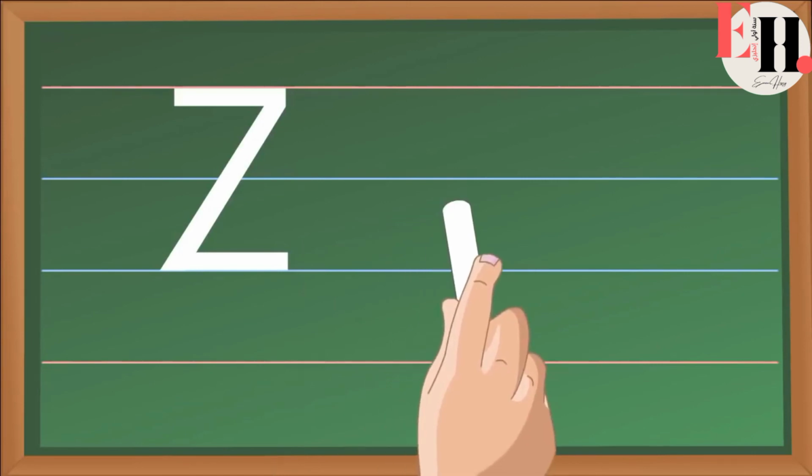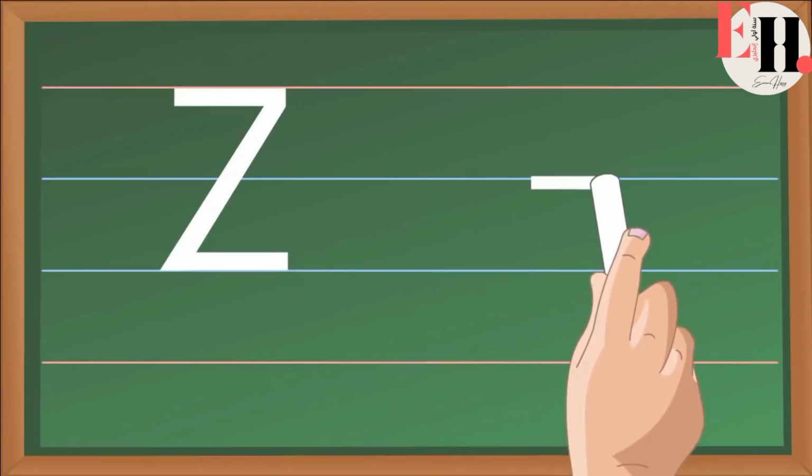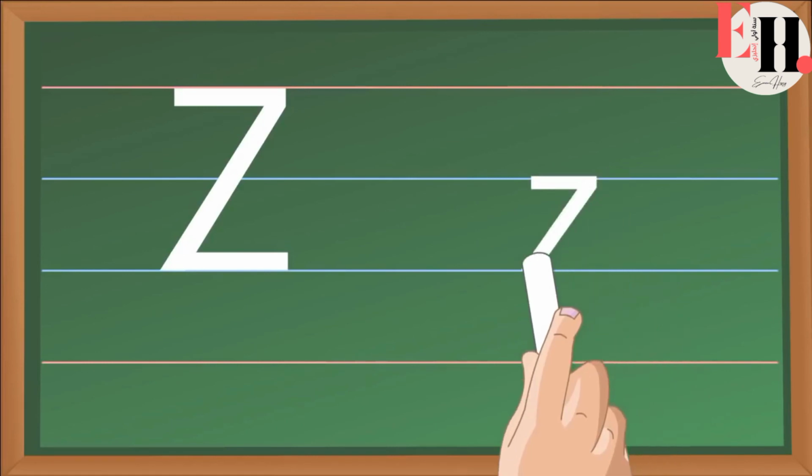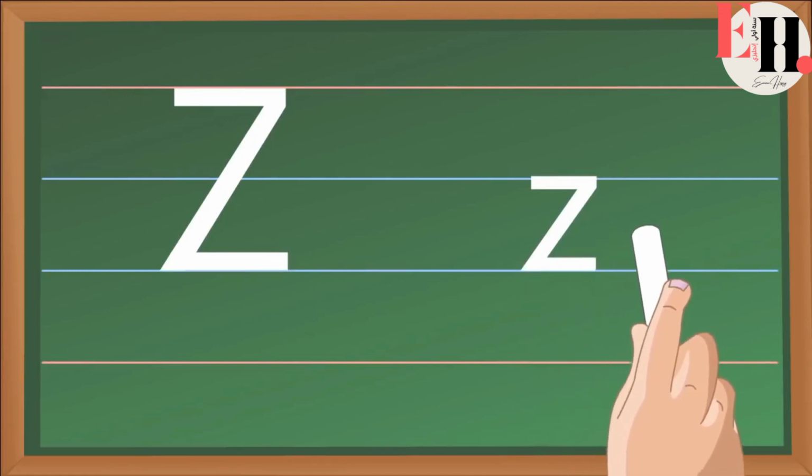Small z. Start from the middle and draw a sleeping line towards the right and then make a slanting line down towards the left, reaching the bottom. Now again, draw a sleeping line from the bottom towards the right.